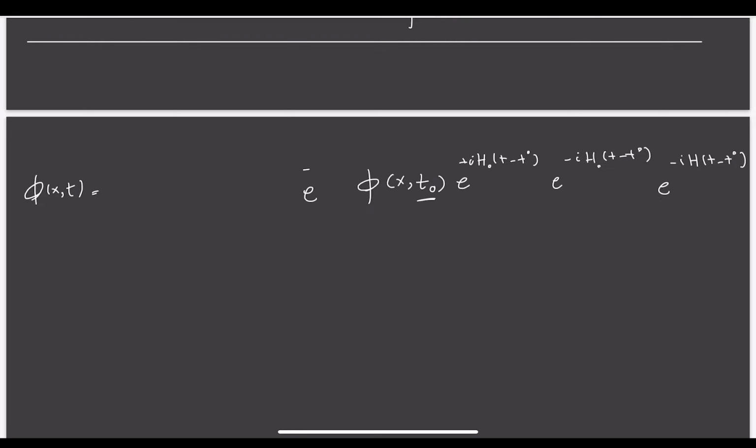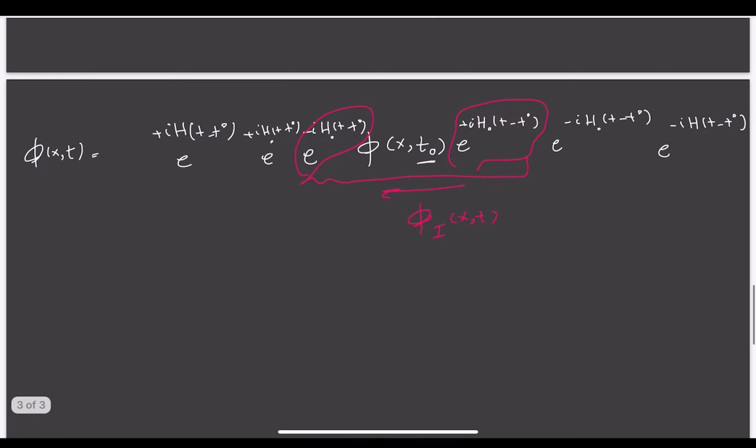So this one is going to be minus iH0 (t minus t0), and then plus iH0 (t minus t0), and then I have this total Hamiltonian (t minus t0). And now I'm going to absorb these exponentials inside of this, and I call it phi_I of x and t. And I think it's trivial. Why? It's just the definition that we said.